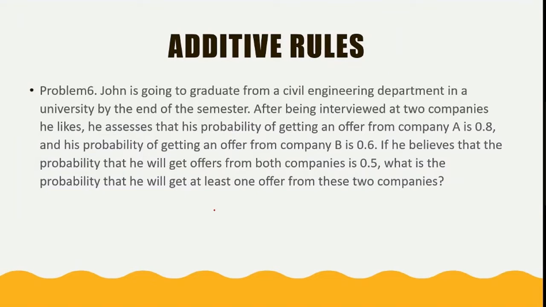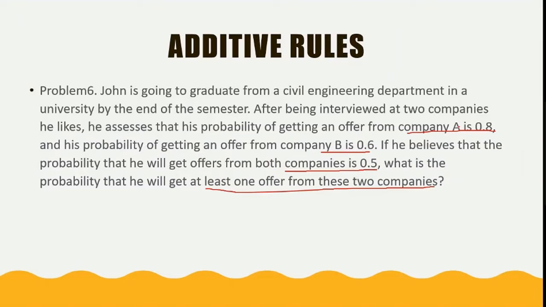Okay, going back. John is going to graduate from a civil engineering department in a university by the end of the semester. After being interviewed at the two companies he likes, he assesses that his probability of getting an offer from company A is 0.8 and his probability of getting an offer from company B is 0.6. If he believes that the probability he will get offers from both companies A and B is 0.5, then what will be the probability that he will get at least one offer from these two companies? So I am now highlighting the events that we might need.